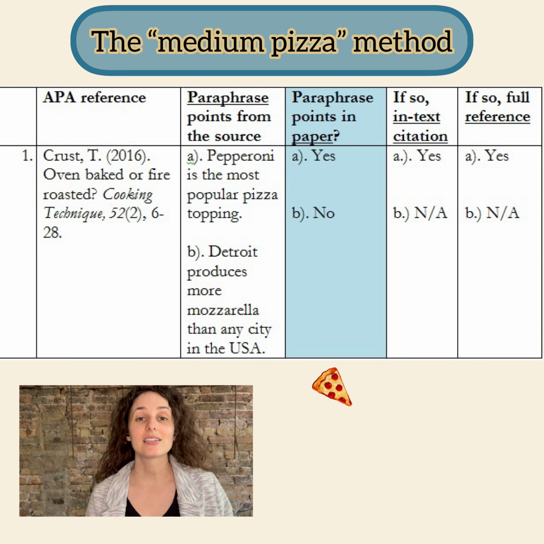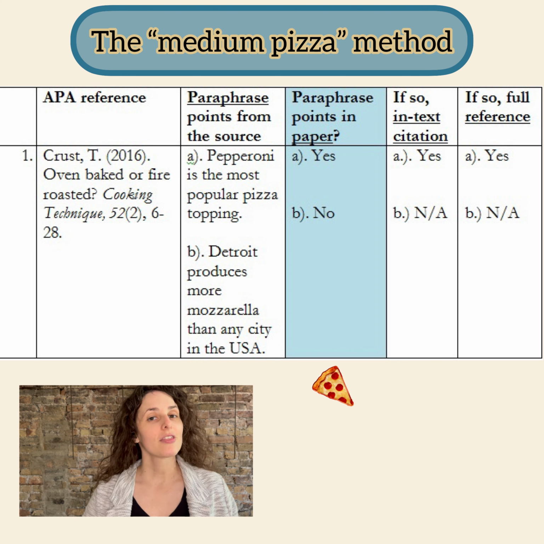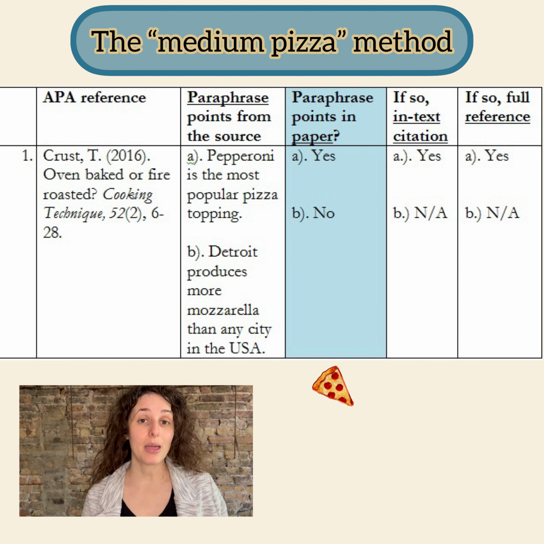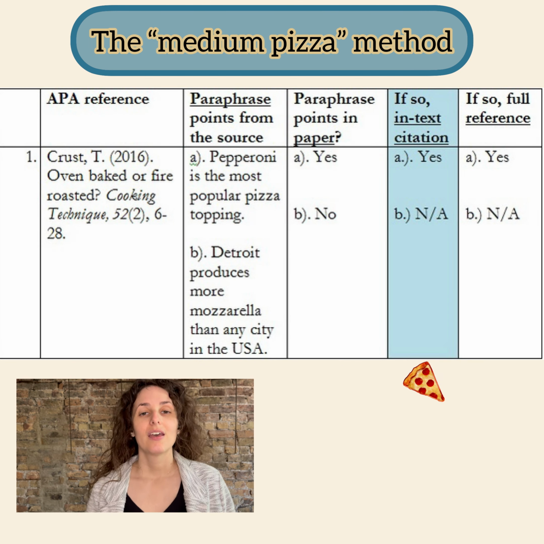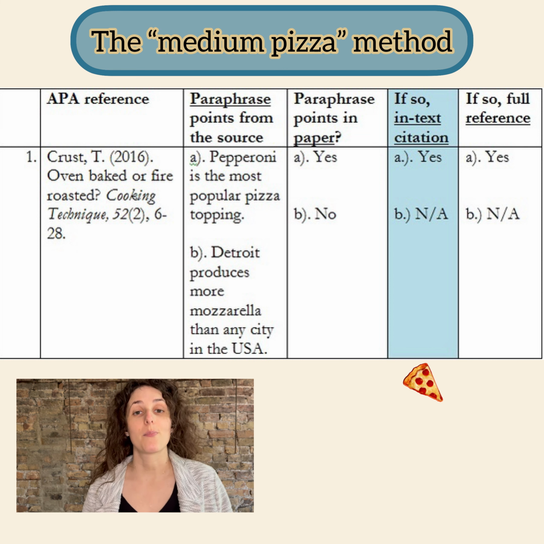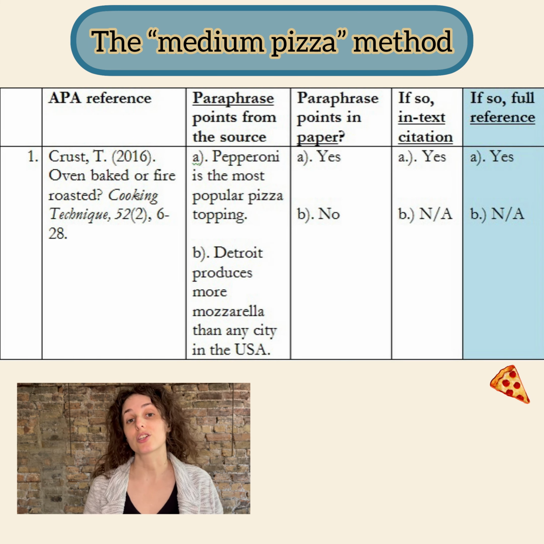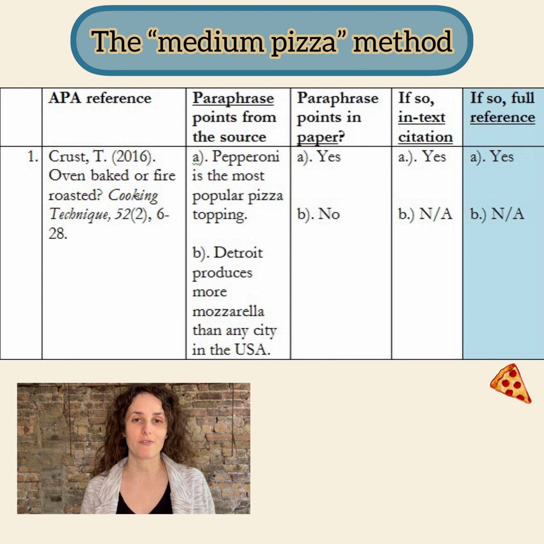For the next slice, you'll state whether or not you included any of the paraphrased points in the main body of your paper. For the made-up example, I included point A in the hypothetical paper, but not point B. For the 5th slice, you'll indicate whether or not you included an in-text citation for the paraphrased material in your paper. If so, you'll want to make sure the in-text citation is listed in full on the reference page.